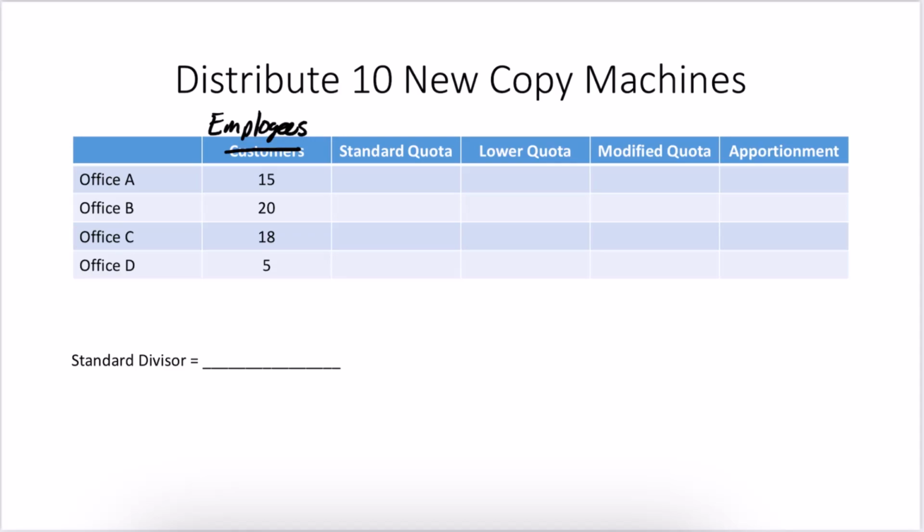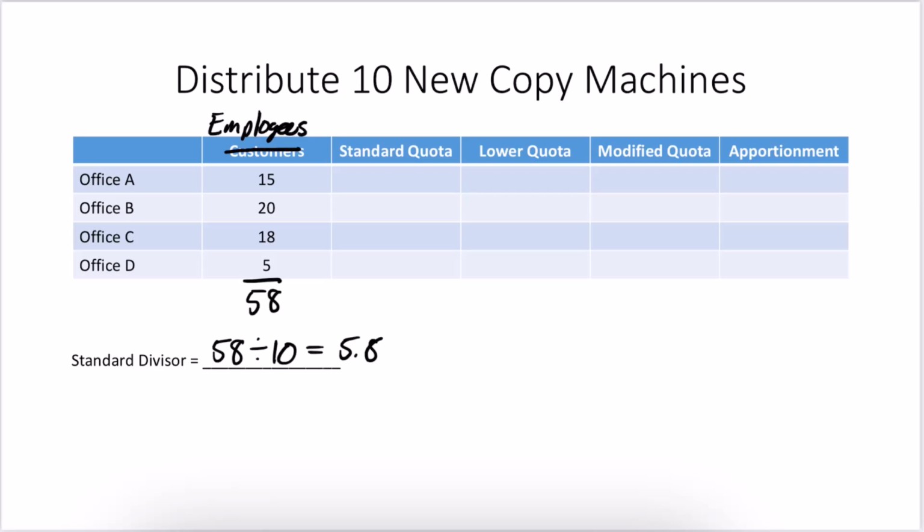So pause this video and then restart it to see how I would solve this problem. Okay, so the first thing we want to do is look at how many employees there are total. And so we'll add up 15 plus 20 plus 18 plus 5. And when we do that, we get 58 employees total. Then I'm going to take those 58 employees and divide them into a group of 10, because that will tell us the amount of employees that should go to each copy machine. So in this case, that's 5.8.